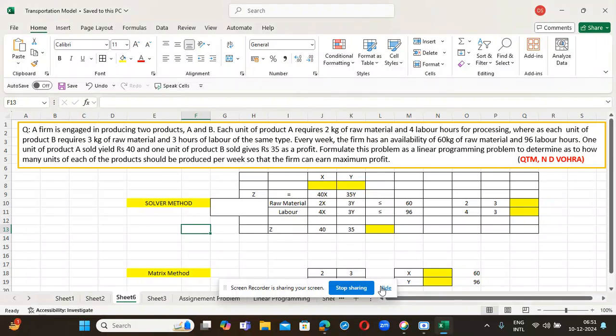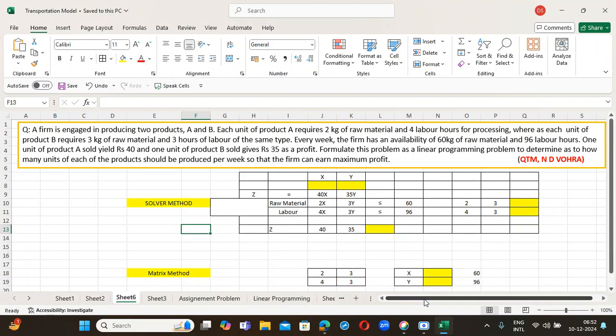Hello friends, let's discuss the particular problems through linear programming model. The problem has been taken from Quantitative Technique in Management written by N.D. Bora sir. The problem is like that a farm is engaged in producing two products A and B.